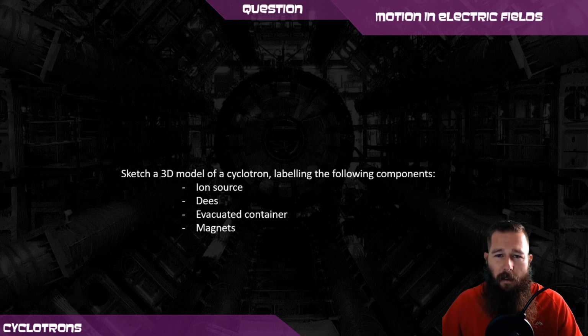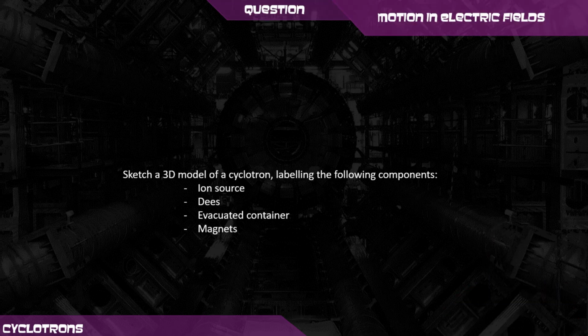Sketch a 3D model of a cyclotron and label the components of ion source, Ds, evacuated container, and the magnets.